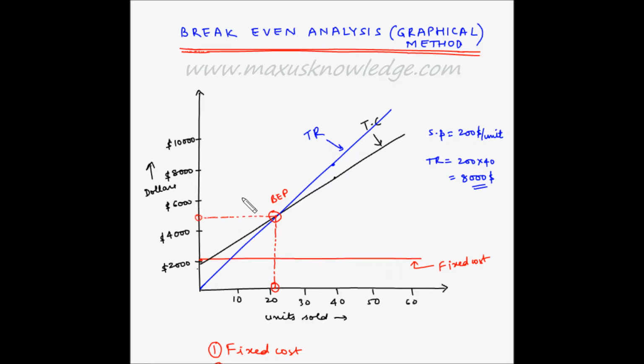Now again, since this graph is not to scale, these numbers may not be accurate, but these are representative of how you can actually achieve the break-even point using the graphical method. Now this region here below the break-even point represents the area of loss, while this region here above the break-even point represents the area of profit.